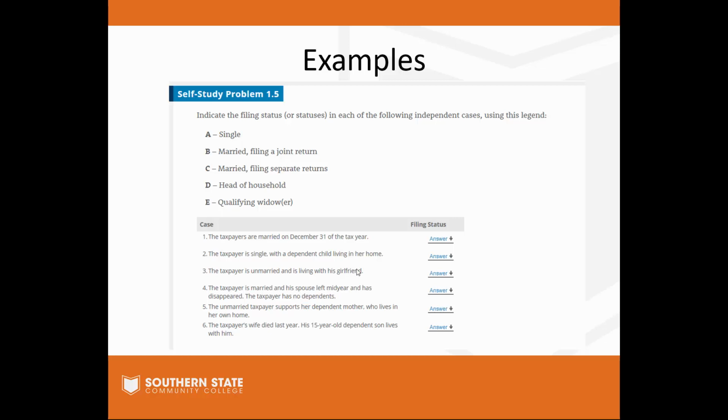Then finally, number 6, taxpayer's wife died last year. 15-year-old dependent son lives with him. So in that case, we would do qualifying widower. And we do it for the year after the spouse had died and the following year. So 2 years, and then after that we would go to head of household if we still had the dependent.